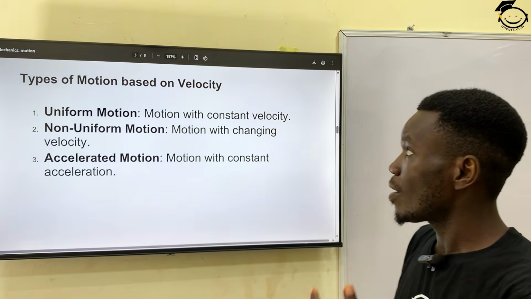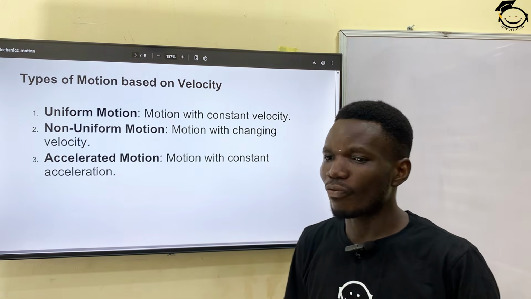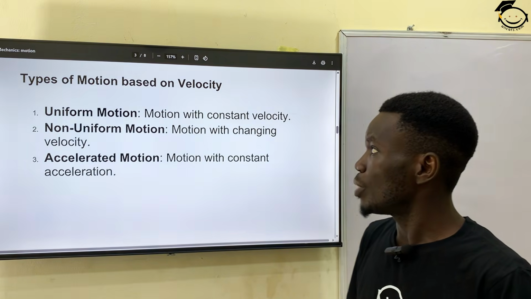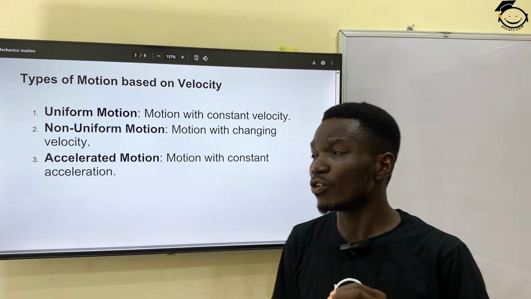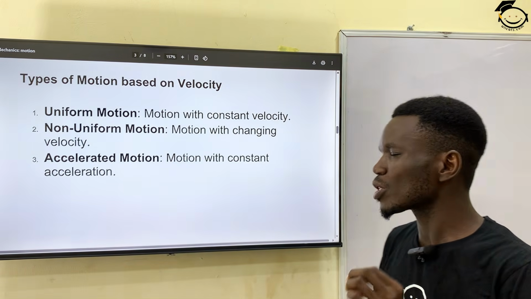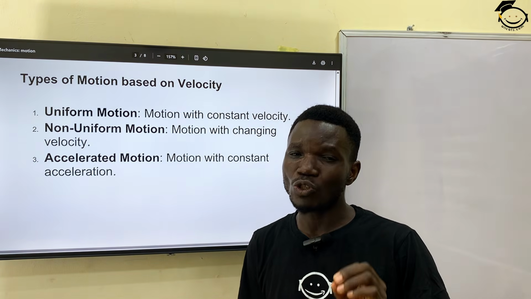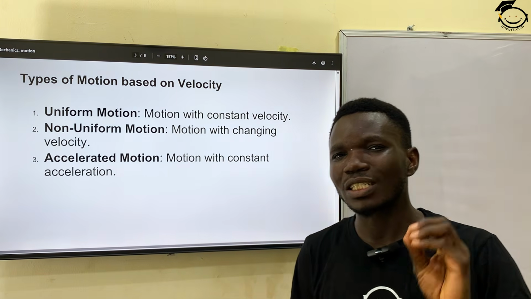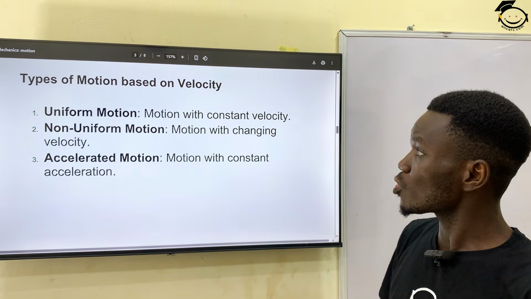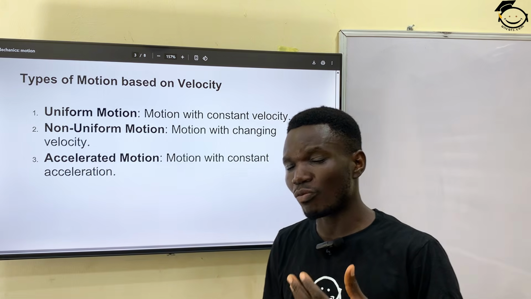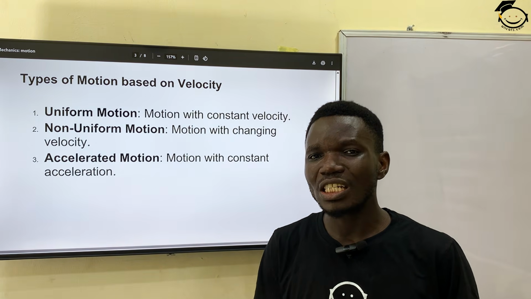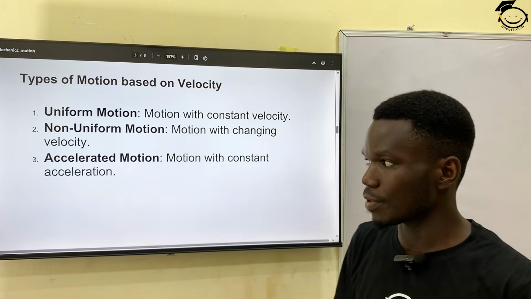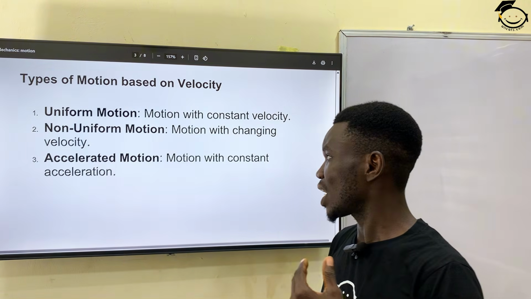So we also have types of motion based on velocity. Based on the velocity of an object, we have what is called uniform motion. Uniform motion is simply motion with constant velocity. This is a type of motion in which the velocity of the object does not change. Then we also have non-uniform motion. This is a type of motion in which a moving body constantly changes its velocity. So we also have accelerated motion.